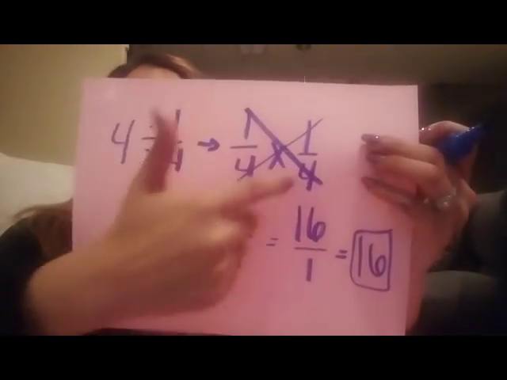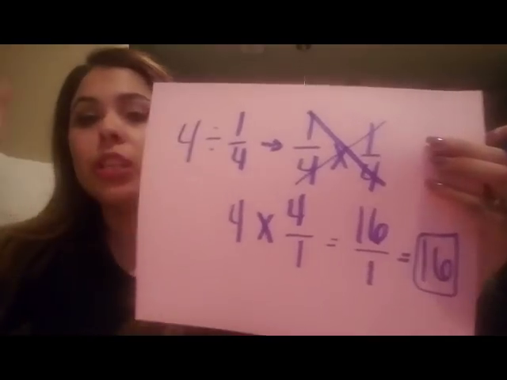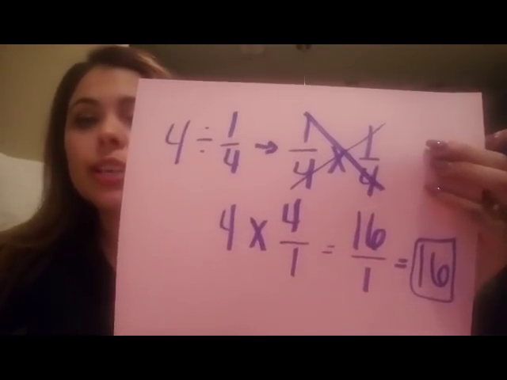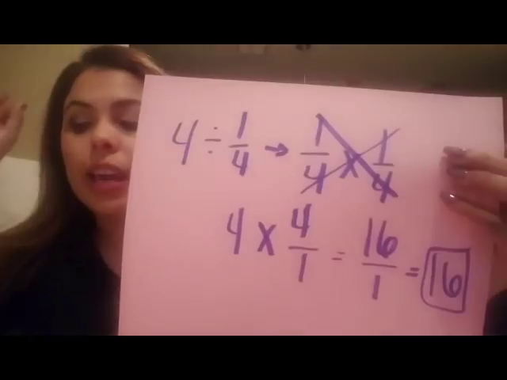Again, if you're going to do this and you're starting with the whole number, you need to understand that is the wrong process, and it's going to give you the wrong answer.